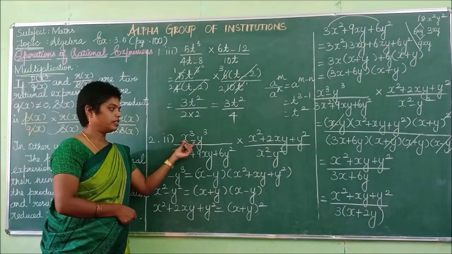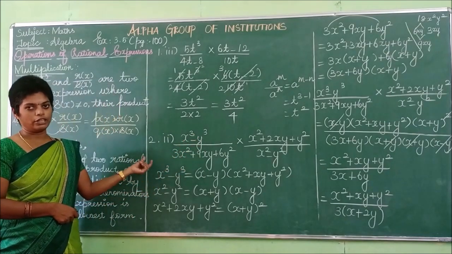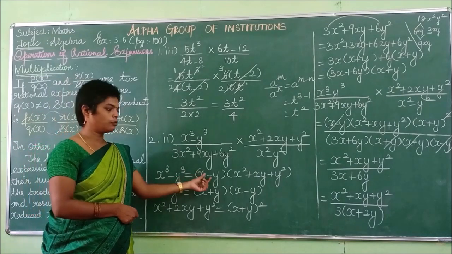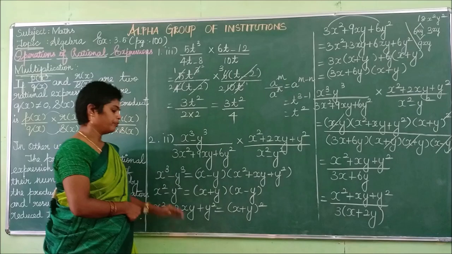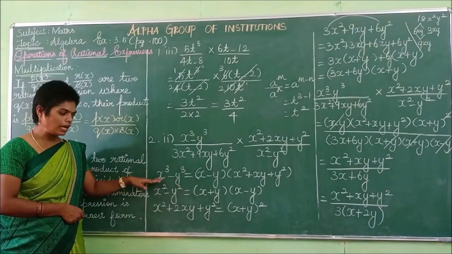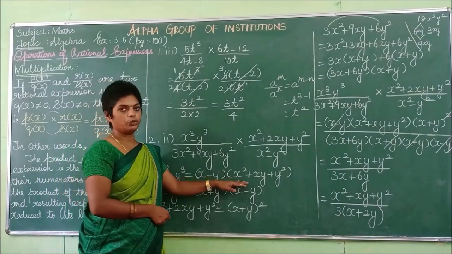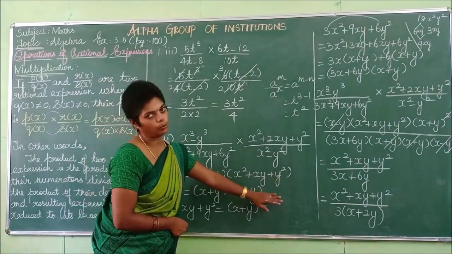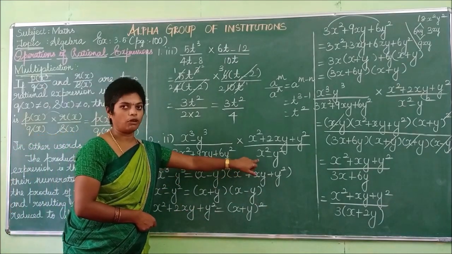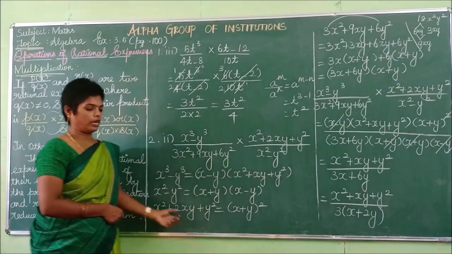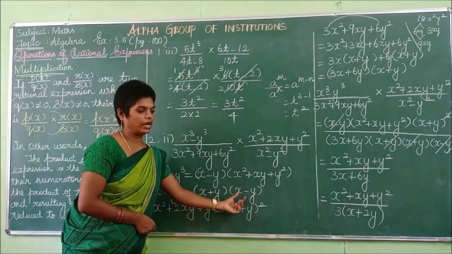So first, what is the first term? x cubed minus y cubed. You know the formula: x cubed minus y cubed is nothing but x minus y into x squared plus xy plus y squared. So tell me the formula. x cubed minus y cubed is nothing but x minus y into x squared plus xy plus y squared. Then again you know this formula also. x squared minus y squared is x plus y into x minus y.